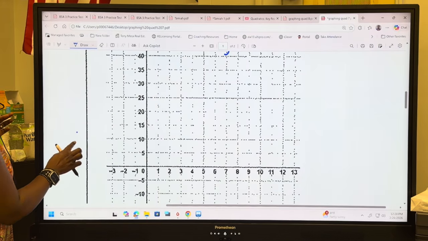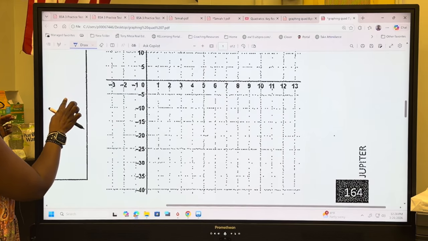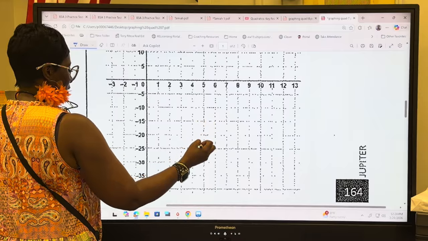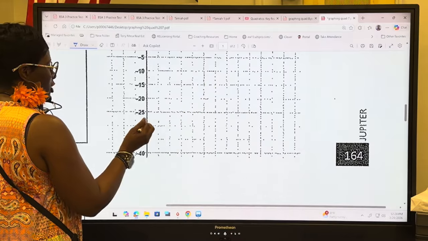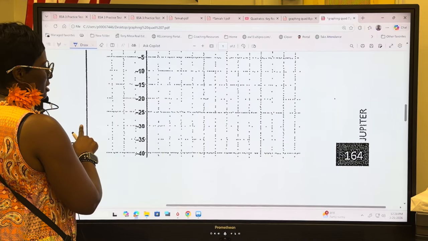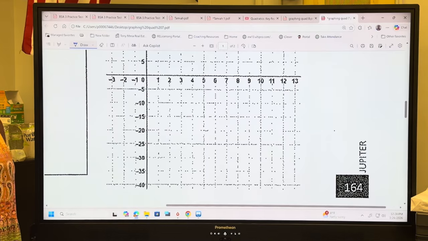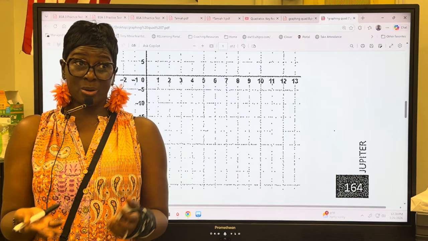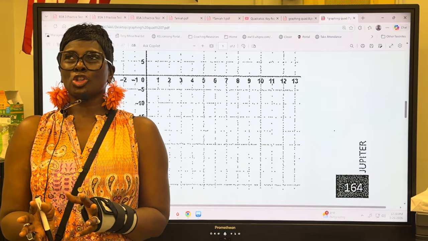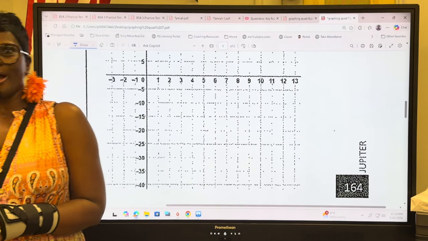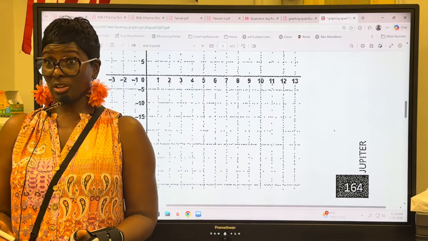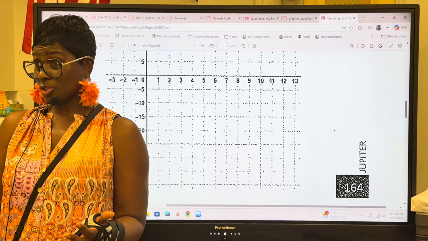All right, so 5, negative 32. What do we do? Right 5. Down 32. Now, is 32 clearly laid out for us? No, so that already tells you that when you're graphing, it may not be exact. It may be an approximation. So should you lean heavily on the graph? Not if you got another option, but you can do it to give yourself an idea or to be able to answer other questions, okay?